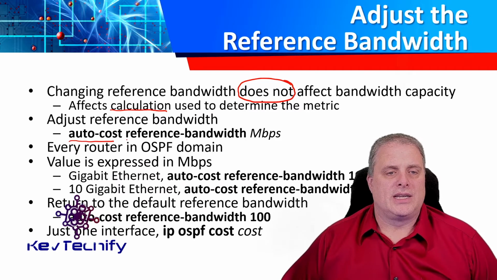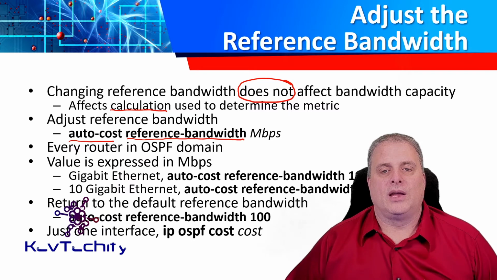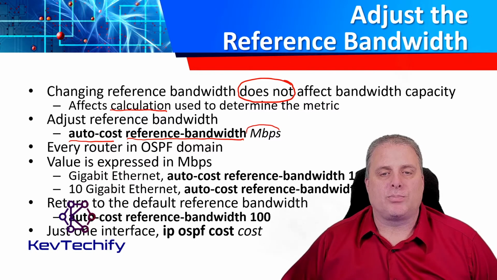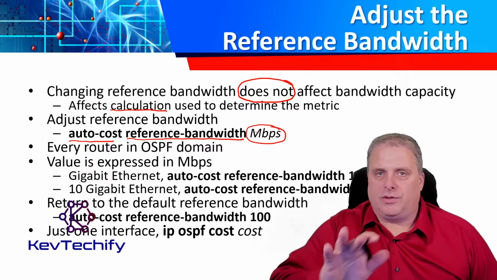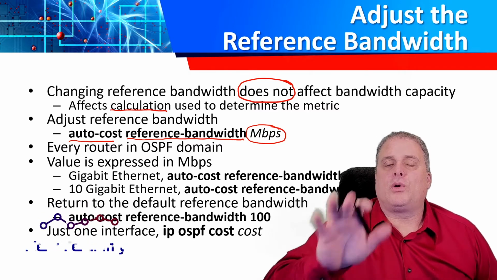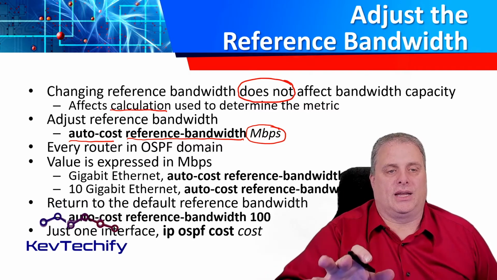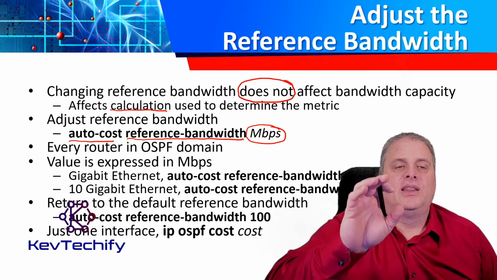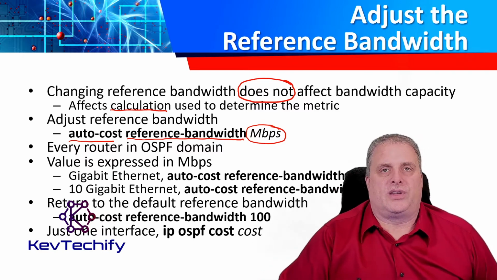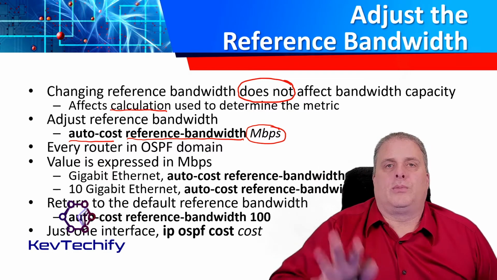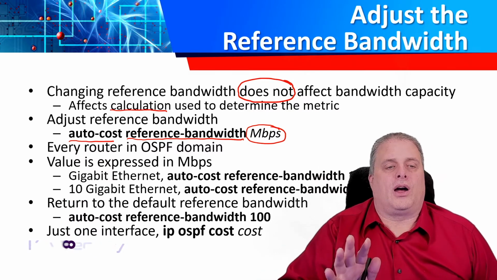Then we want to set the reference bandwidth, and then we give it a value in megabits per second. Notice it's in megabits per second. Previously, anything we've done talking about cost, we've talked about bits per second, but now we're talking megabits per second. Every router in the OSPF domain has to have this new reference bandwidth set. Otherwise, the calculations, the cumulative sum of the cost are all going to be off.